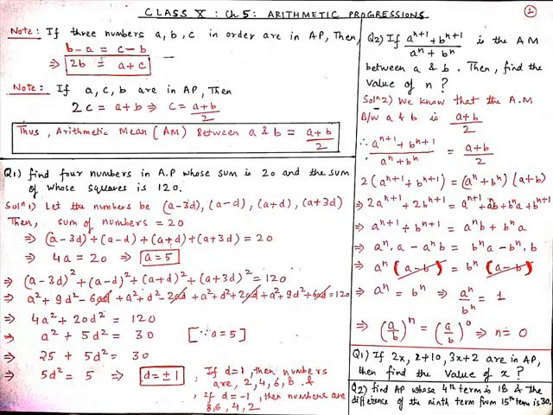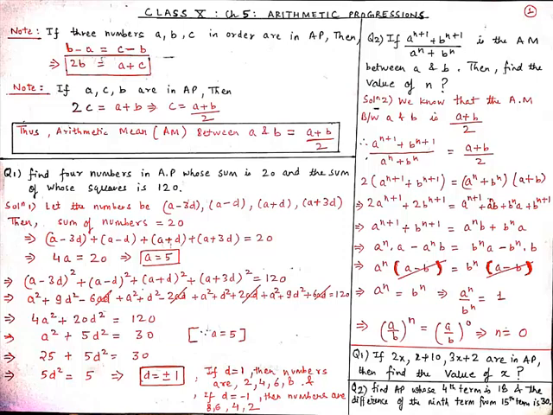And now, according to our question, the sum of the numbers is 20. Therefore, a minus 3d plus a minus d plus a plus d plus a plus 3d is equal to 20. So from here, minus 3d minus d is minus 4d and plus d plus 3d is plus 4d. So minus 4d and plus 4d will get cancelled out. We get 4a, which is equal to 20. Therefore, from here a is equal to 5.